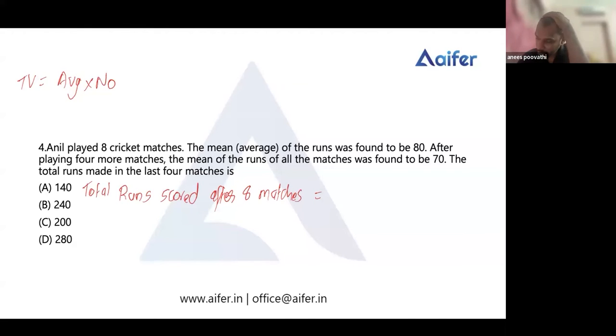Okay, the total runs scored after 8 matches is 8 into 80, that is equal to 640. So the total runs scored after 8 matches is 640.